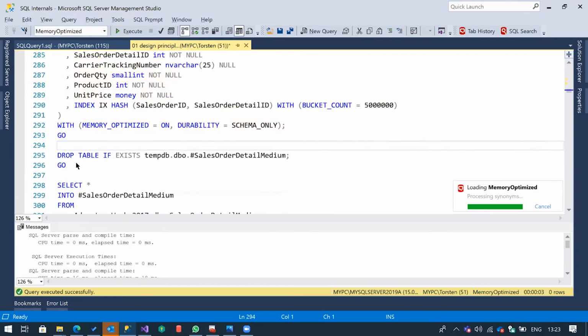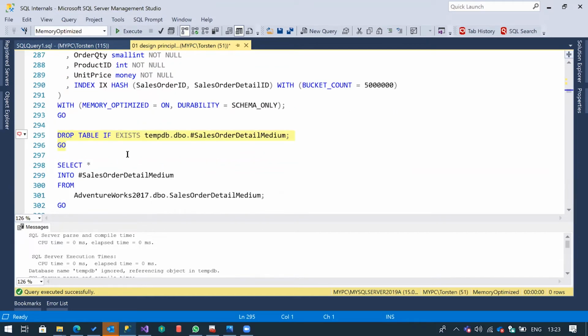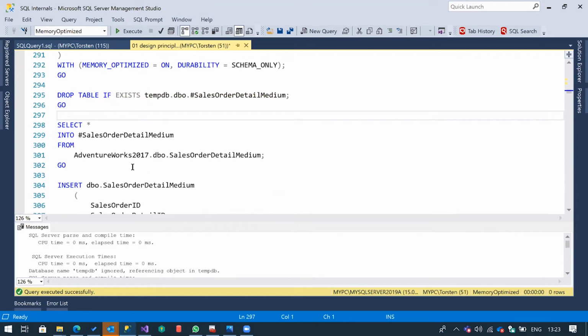Perfect. And I will drop a table in the tempdb just in case it is there. It is not there. But the problem now is the following, and this makes migration much more complicated: you cannot access in-memory OLTP data or tables from one database by another database. That means cross-database in-memory OLTP access is completely not allowed. It's not possible.